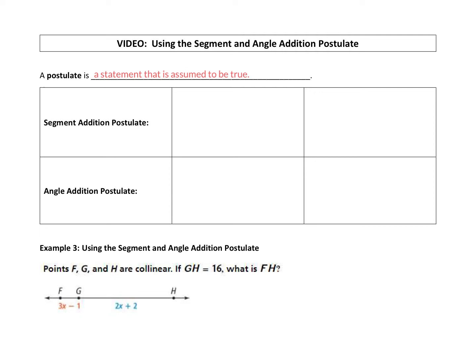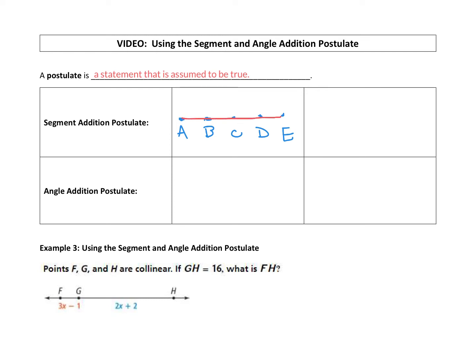So we have a thing called the segment addition postulate. Let's just draw out an example. Let's say we have points A, B, C, D, E, and we have a segment going through all these points.